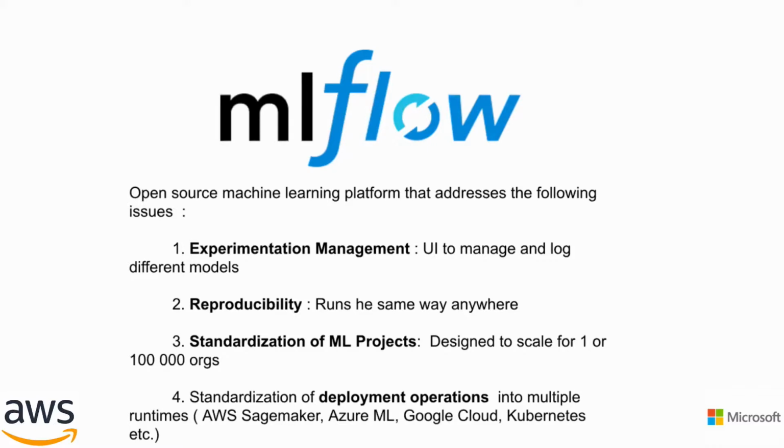So this is MLflow. I'll just walk through, no time for demos. What MLflow allows you to do is experimentation management. You have a UI to manage and log different models. You can have reproducibility. You can run your models straight away from GitHub, and you can standardize ML projects. This is generally a problem, so they have a kind of package format for machine learning problems. And you can actually standardize deployment operations. You can deploy into multiple runtimes, so you stop being constrained to one specific provider. You can run on Kubernetes, Google Cloud, Azure, and SageMaker.